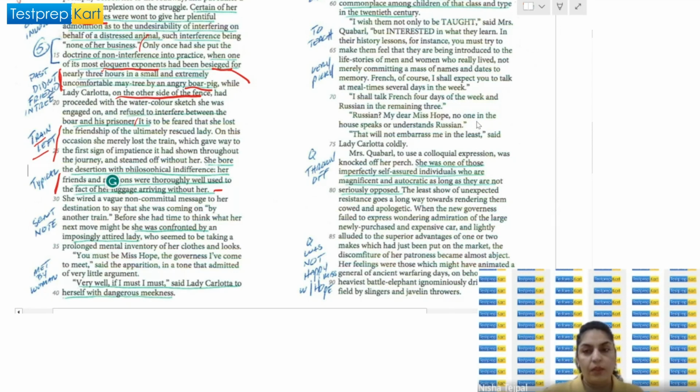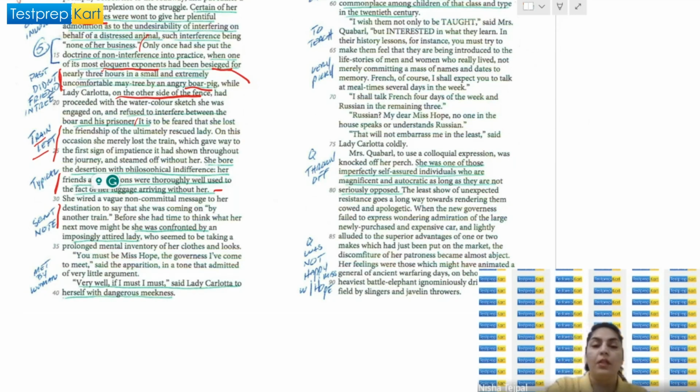Now the situation moves forward. It says she wired a vague non-committal message to her destination to say that she was coming on by another train. Now she has messaged the person she was heading to, the owners, that she has missed her train and she'll be coming by another train. So this is a message she has sent. Before she had time to think what her next move might be, she was confronted by an imposingly attired lady who seemed to be taking a prolonged mental inventory of her clothes and looks.